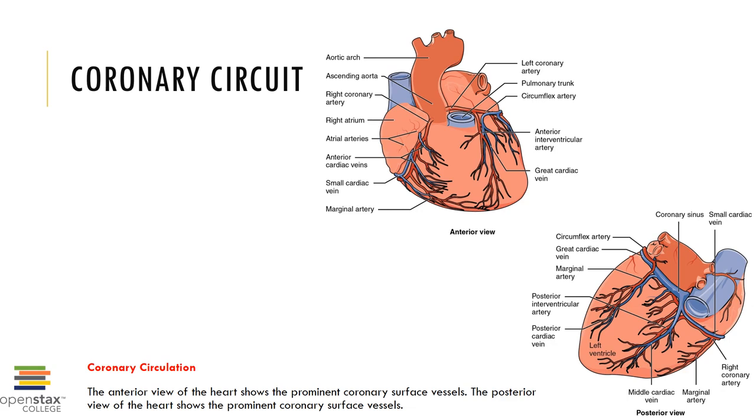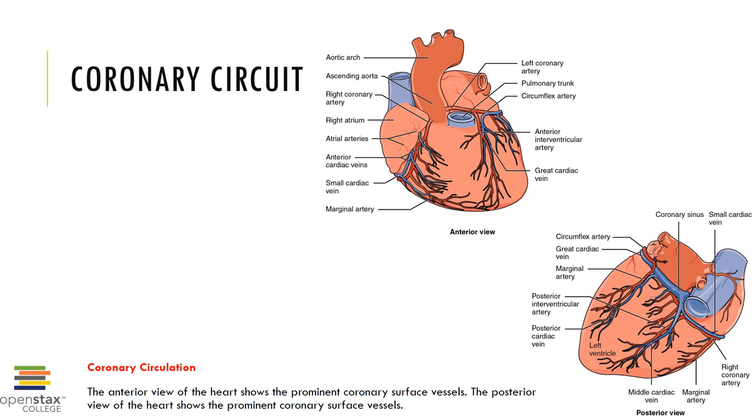Once the blood drops off oxygen to the walls of the heart, it must return to the heart chambers. Return is through veins. This would be the venous return. There are several veins of importance: the small cardiac vein, which runs parallel to the marginal arteries and right coronary artery; the middle cardiac vein, which runs parallel to the posterior interventricular artery; the great cardiac vein, which runs parallel to the anterior interventricular artery and circumflex artery.